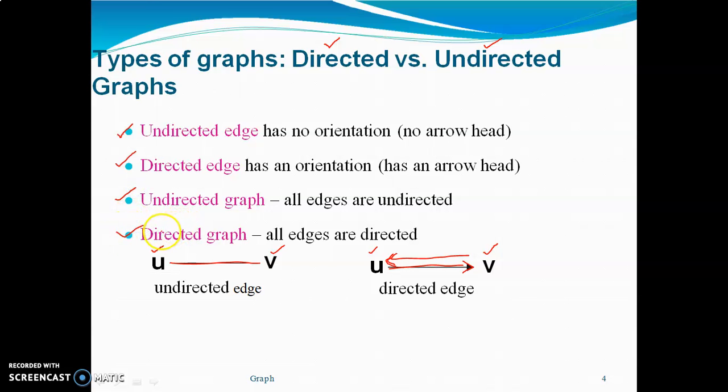If all the edges of the graph are directed, then it is a directed graph. If all the edges of the graph are undirected, then that is an undirected graph.